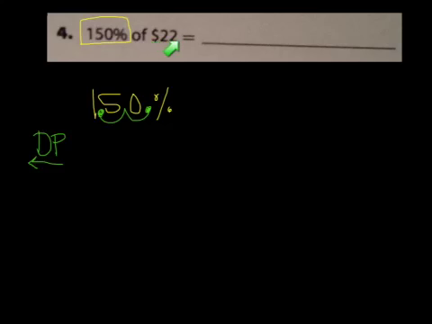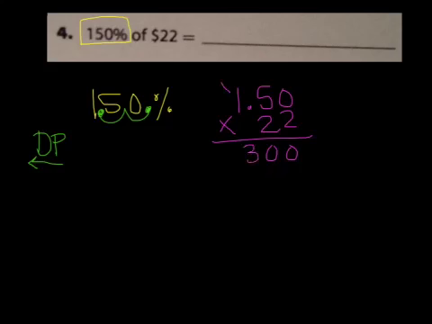I'm going to take the original amount, 22, I'm going to multiply it with 1.50. If you want to put 22 on the top, that's totally fine. You'll get the same answer as me. I'm going to multiply this out. I put in my placeholder 0 before I got ready to scoot over.